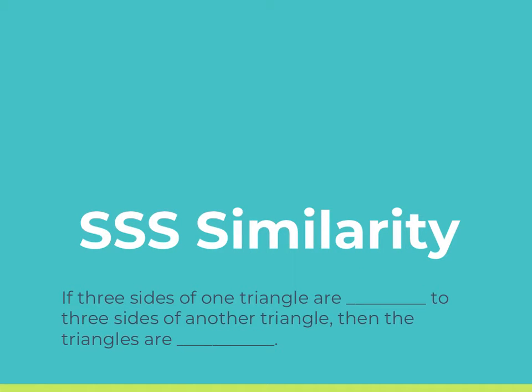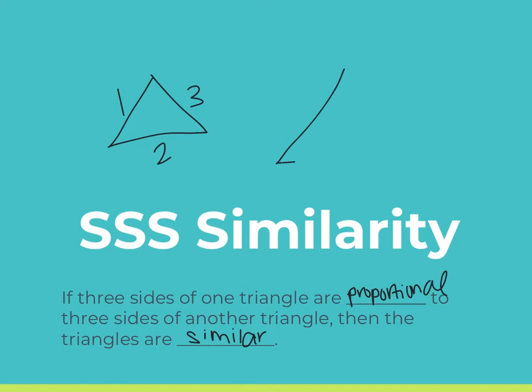I can also do the same thing with my sides, so have all three sides known. So if three sides of one triangle are proportional to three sides of another triangle, then the triangles are similar. In this one, they don't need to be congruent. I could have something like a triangle with 1, 2, and 3, and then another that's 2, 4, and 6, and those would be similar triangles.